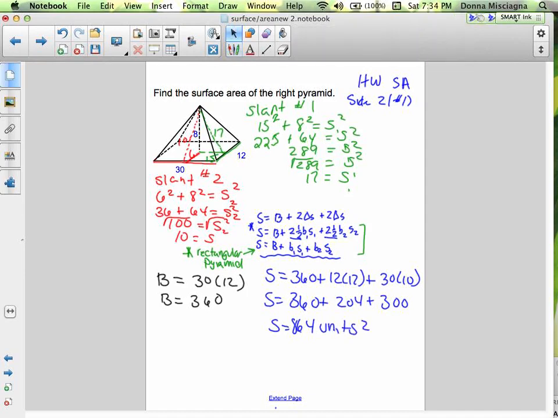And there we are. So if you have questions on this one, let me know in class. I'll try to make a model for you. Maybe that'll help you. But just remember, you're going to use this formula if your base is a rectangle, not a square.